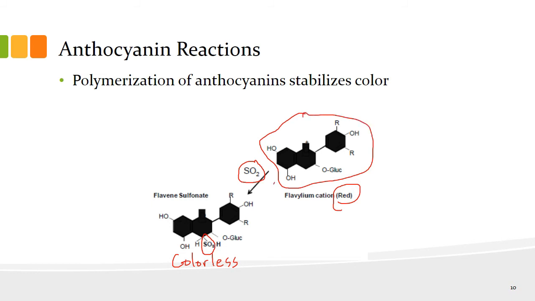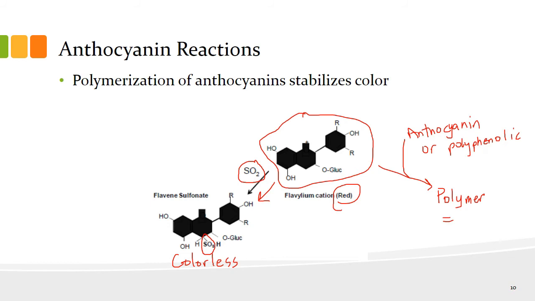Instead of going in this direction, we could go in another direction, and we could add another anthocyanin, cyanin, or we could add another polyphenolic compound, and then we end up with a polymer, meaning our anthocyanin is joined to another molecule, and those polymers have stable color.